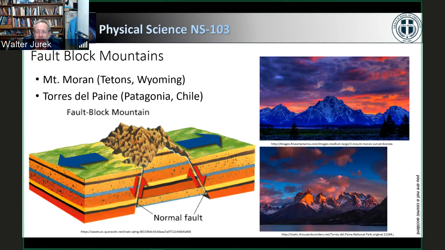Now, I've had the privilege of being in Wyoming and going to see the Grand Tetons. And this is an amazing picture of Mount Moran. Just beautiful. Another one, I haven't been there yet. The picture at the bottom right is down in Patagonia, Chile. And I hope to go there one day. I would love to take this picture. On the shore of this lake in the foreground is a hotel. So I hope to go there someday and take these pictures. But those are a couple examples of fault block mountains.